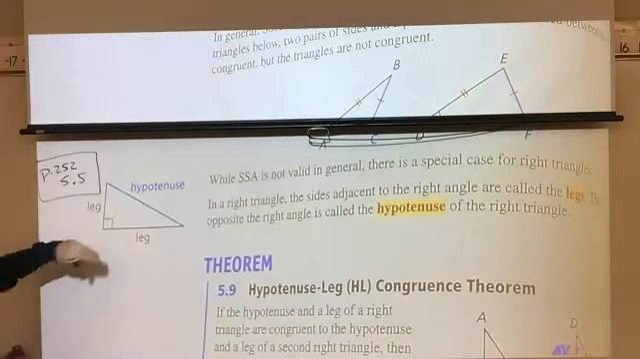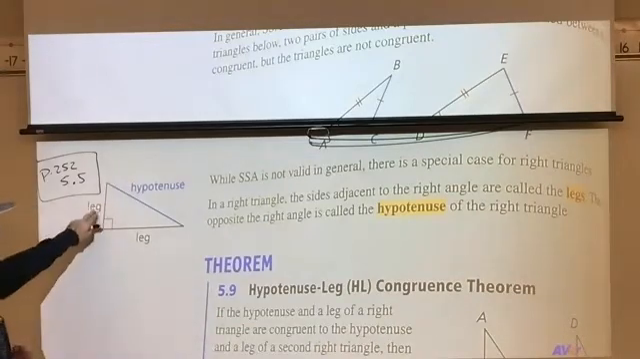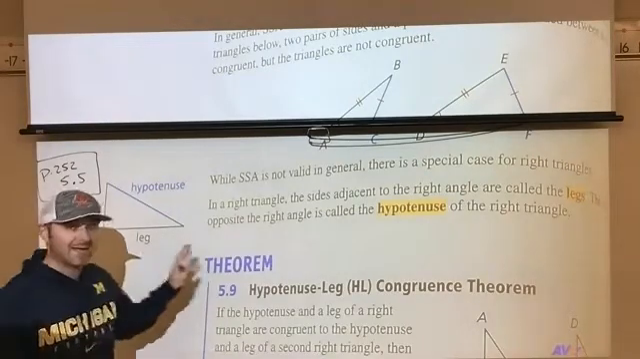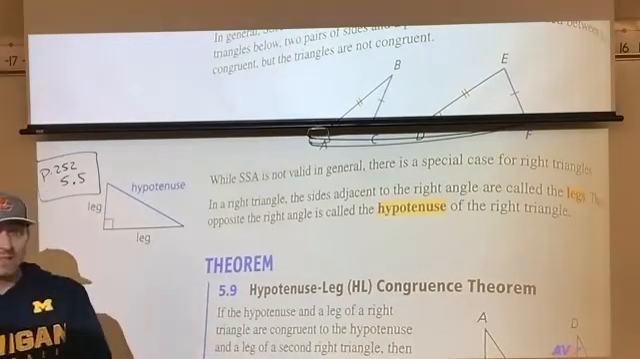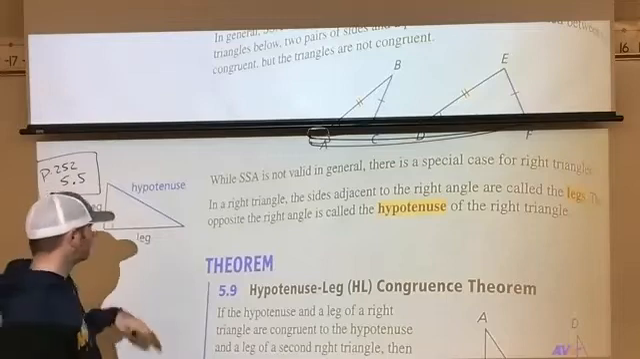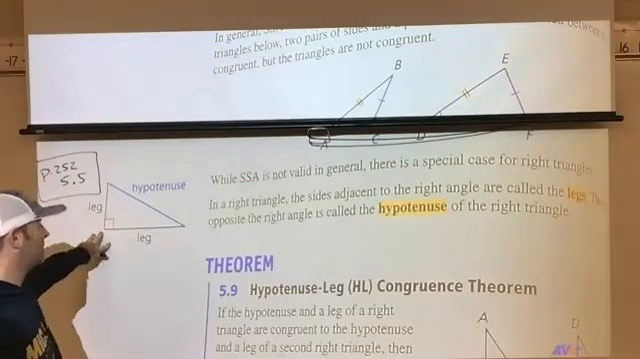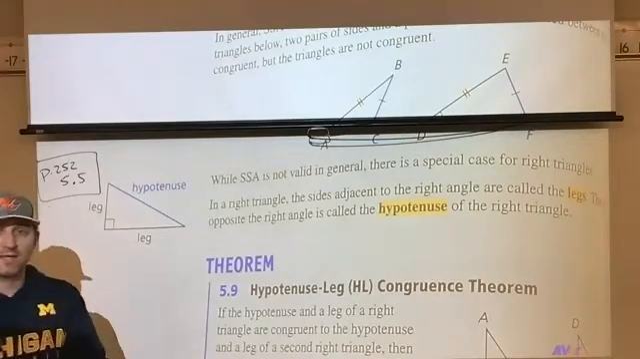So when we have a right triangle, we have very specific names for those sides. The two sides that form the right angle are called the legs. Now, I know this can be confusing compared to our isosceles triangle or our base angles theorem, where we talked about the legs of the isosceles triangle. These are also called legs. Different type of triangle, doesn't mean it's isosceles. It just happens to be that we call these legs as well.